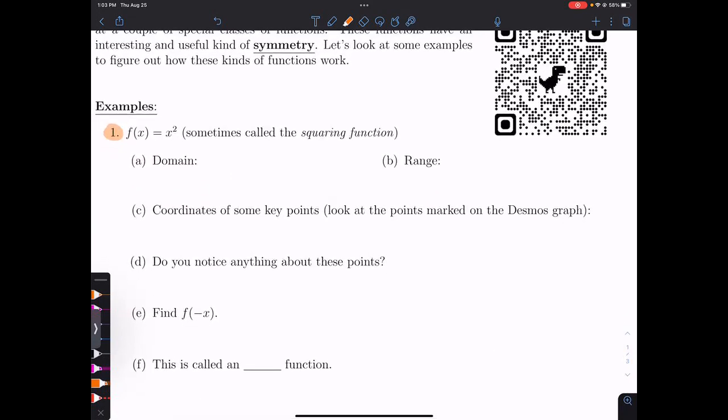What I want you to take a few minutes to talk about with your group and come up with are the domain and range of that. Just like we just did, from the graph, come up with the domain and range. I've got some points labeled on the graph, and I want you to just look at the coordinates.